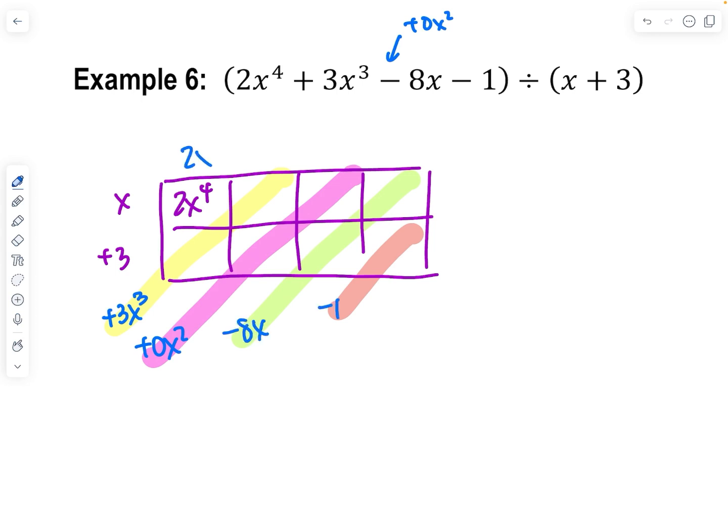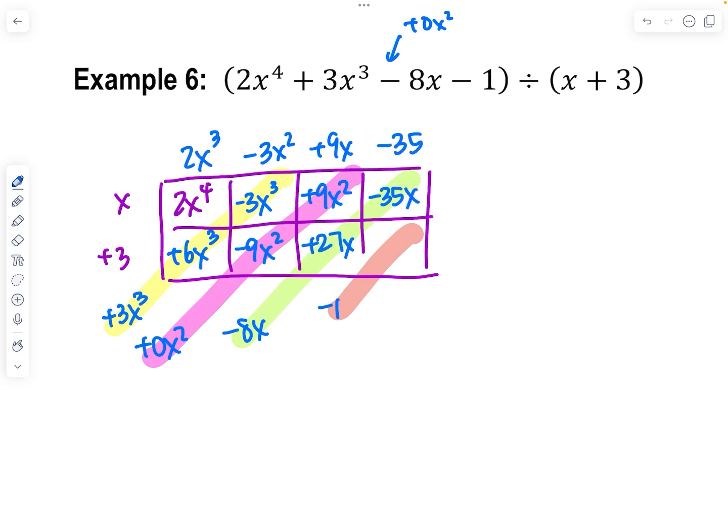So now I'm going to start to work my way around. 2x cubed times 3 is a positive 6x cubed. That means that I need to make a minus 3x cubed. So this will be minus 3x squared. Once I have that there, negative 3 times 3 is negative 9. X squared, I need to create 0. So in order to create 0, I need a positive 9x squared. So this is plus 9x. 9x times 3 is 27x. In order to make negative 8, I need negative 35x. That means this is negative 35.